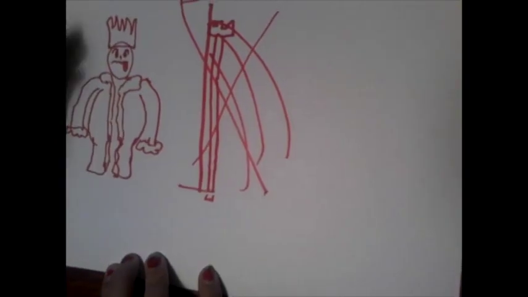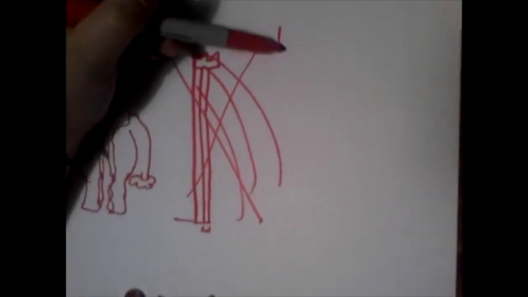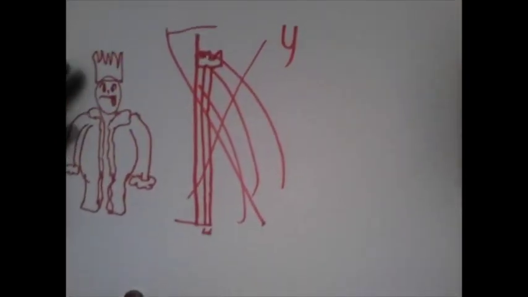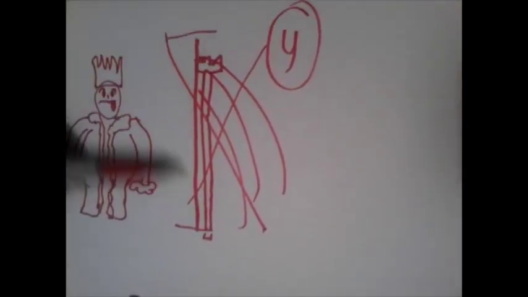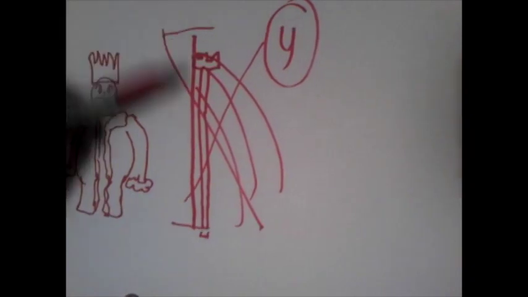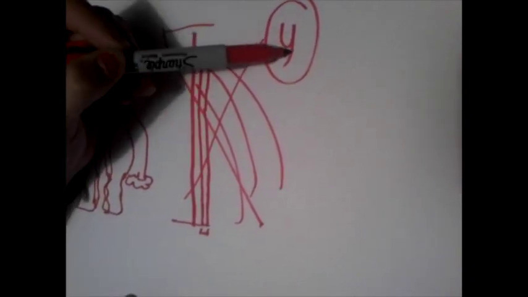Now the question he asked his noble was, why did it fall over? And this is what you'll need to remember. It's a Y. As long as you're building up or straight down, it's a Y.